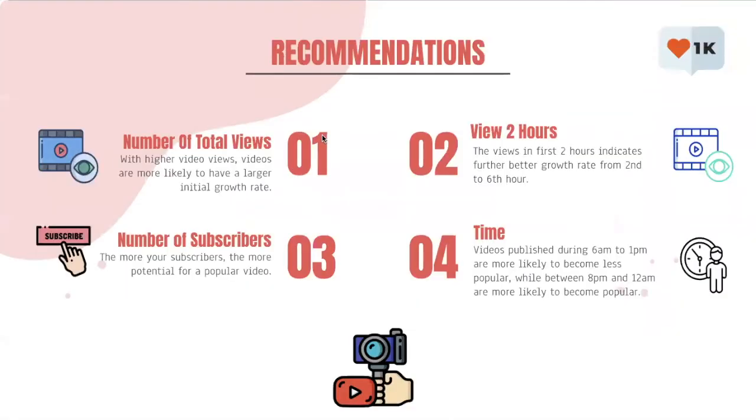We discovered that there are several key variables that may influence the growth rate. First, videos with higher total views tend to have a larger initial growth rate. Second, views in the first 2 hours are highly related to growth from the second to sixth hour. Third, the more subscribers, the more likely it will spread fast. Fourth, we find that videos published between 8 p.m. and 12 a.m. are more likely to become popular, while less likely from 6 a.m.